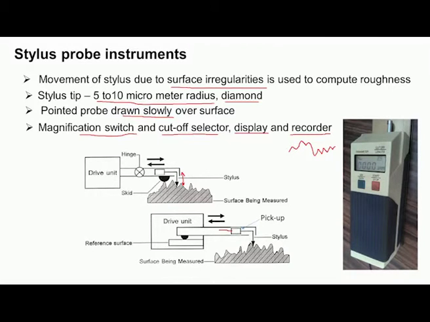And we can see the probe here, the pickup we can see here, which will move on the surface. The data that is obtained is analyzed, and then the particular parameter is calculated and displayed. In this case there is no printer, it is only a display device.